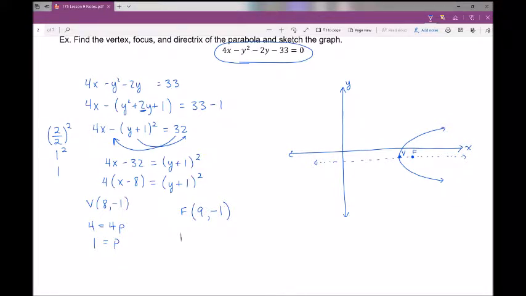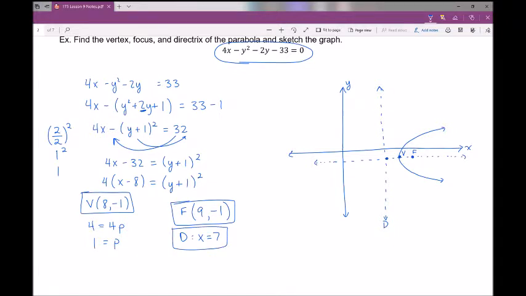So our directrix is going to be in the opposite direction. So the directrix will be 1 unit to the left, and we'll have a dotted line at x is equal to 7. So that's directrix, and the directrix is x is equal to 7. Okay? And finally, we've sketched the graph. We found the focus, we found the vertex, we found the directrix, and that's all we needed to find. Okay, so these are your 3 answers. Okay, and we got that by putting that original equation into standard form.